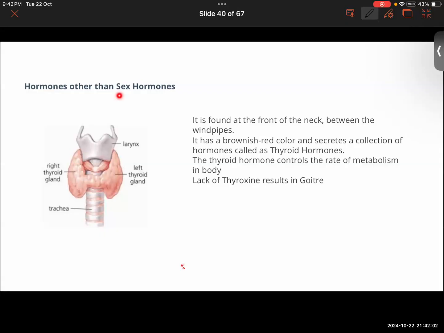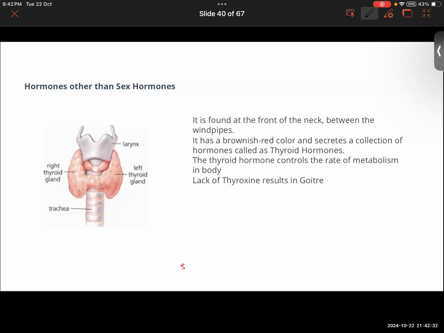So hormones other than the sex hormones. We are not going to talk about estrogen, testosterone, and progesterone here right now. Estrogen and progesterone, by the way, you guys tell me, is secreted by which part of the female reproductive organ? Ovaries. Ovaries, very good. As for the testosterone, it is? Testis. Testis, very good.